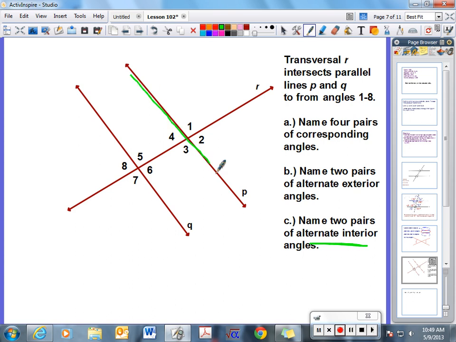All right, now the last set, we've got 2 pairs of alternate interior. Interior angles are between these 2 parallel lines, remember? So I've got angle 4 and angle 6. Those are a pair of alternate interior. And angle 3 and angle 5. So that's it for our corresponding, alternate exterior and alternate interior.